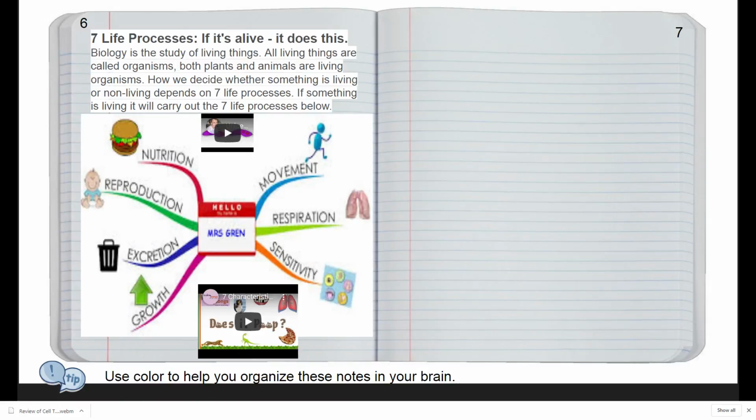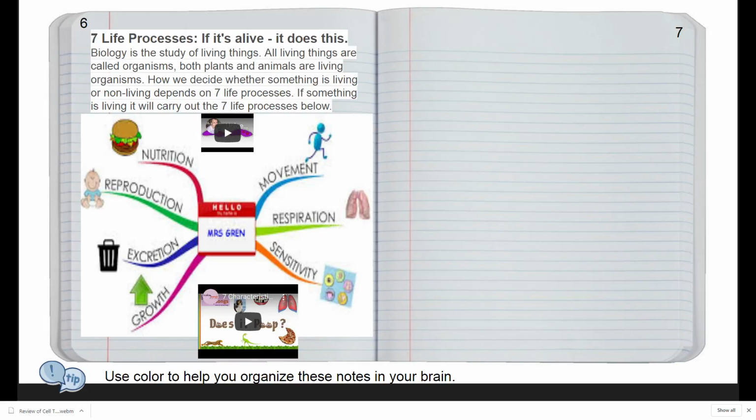So here's page 6. And page 6 ties into our 4 parts of cell theory in that the cell theory talks about cells being alive, and that's how we can tell if things are alive. Well, if they are alive, these are 7 processes, 7 actions, things that living things do. This refers to both plant and animal. If it's a living organism, these are 7 life processes that they go through during their lifetime. So let's talk about what they are.